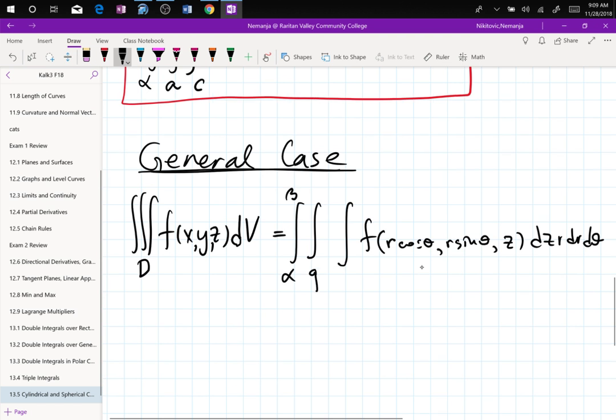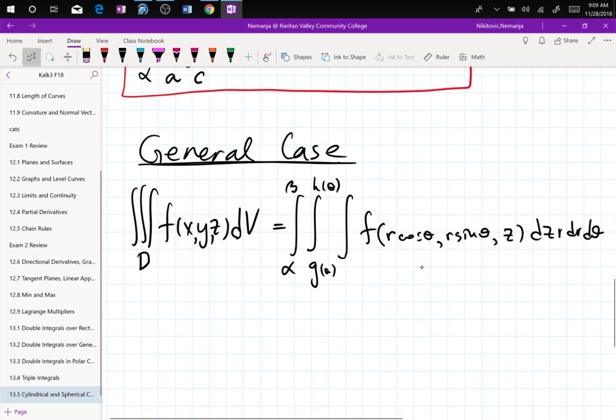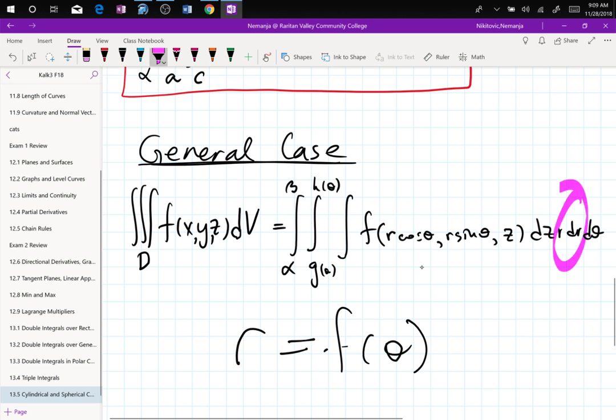We have g of theta and h of theta. These are the functions for r with respect to theta, because r is a function of theta. If you remember anything from your Calc 2 class, chapter 10, you know that r is a function of theta. So here is the middle dr, and here is the middle integral. We see that it's a function of theta.